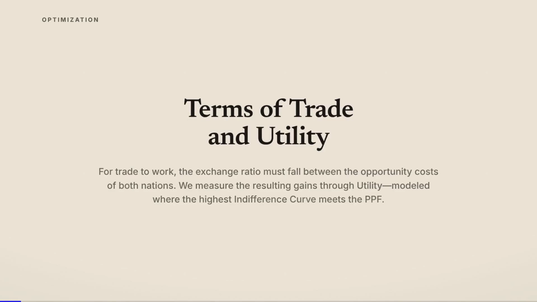Once countries specialize, they must agree on the terms of trade, the ratio for swapping exports for imports. For trade to be beneficial, this ratio must fall between the slopes of both countries' PPFs. We measure the success of these trades through utility, or consumer satisfaction. In economic modeling, we use an indifference curve to represent combinations of goods that provide equal satisfaction. The ultimate goal is to find the intersection where the highest possible indifference curve meets the PPF, maximizing the gains from trade for the entire nation.